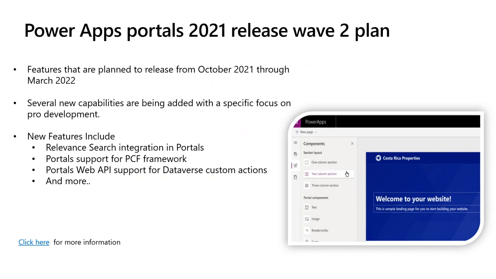So some of the things that are available on the portal side, there's Portals Web API support for Microsoft Dataverse custom actions. That's something that's right now scheduled to be available. However, something like the support for CI and CD of Portals configuration might not be ready until January of 2022, but it's just included in this Release Wave 2 plan. So make sure you're taking a look at those plans and the dates on when things will be available.